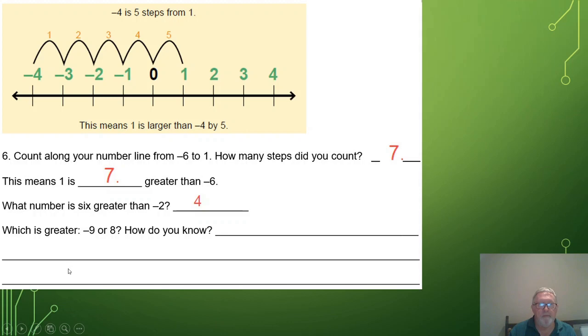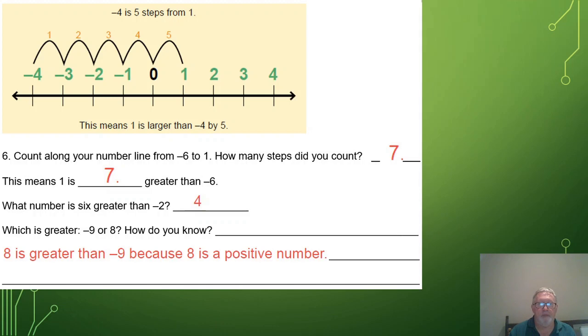Now, remembering, when we have a negative number and a positive number, we've said something about the positive number each and every time. So which is greater, -9 or 8? Write down which one and how you know. Pause the video and write down your answer and come back and check how your answer compares to mine. Let's have a look. 8 is greater than -9 because 8 is a positive number, and that's all you really need to know. As soon as it's positive, it's bigger than a negative.